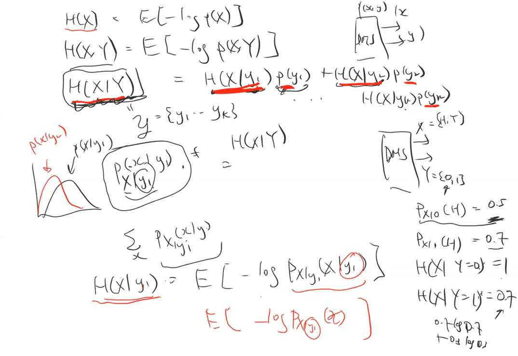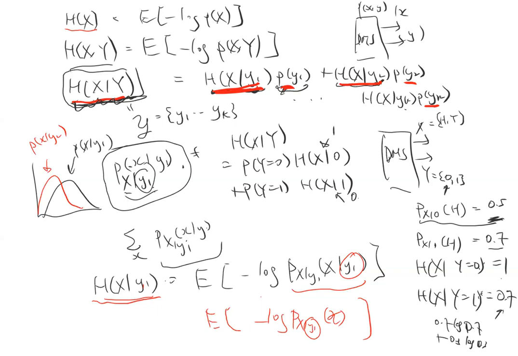So if I have, let me just write it out. I have P(Y equal to 0) times H(X given Y equals 0) plus P(Y equal to 1) times H(X given Y equals 1), right? And we say this one is a 1 and this guy is a 0.7.